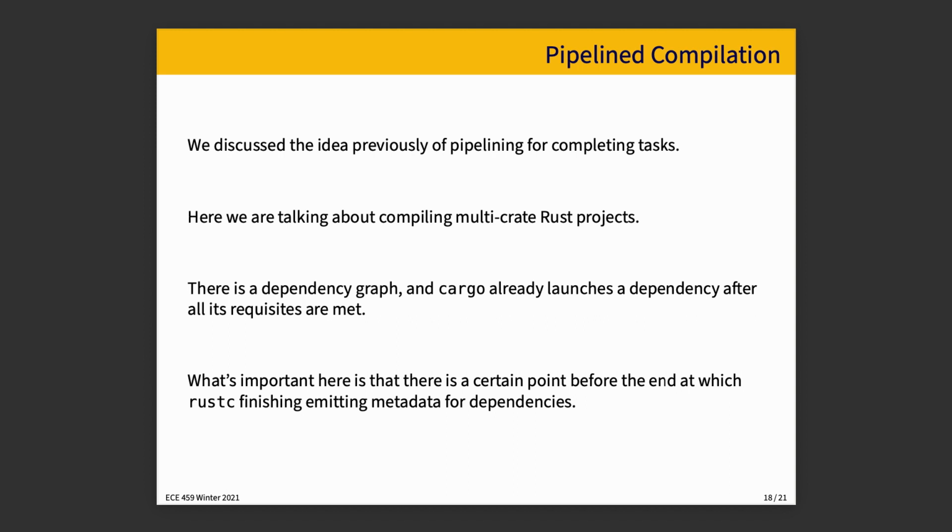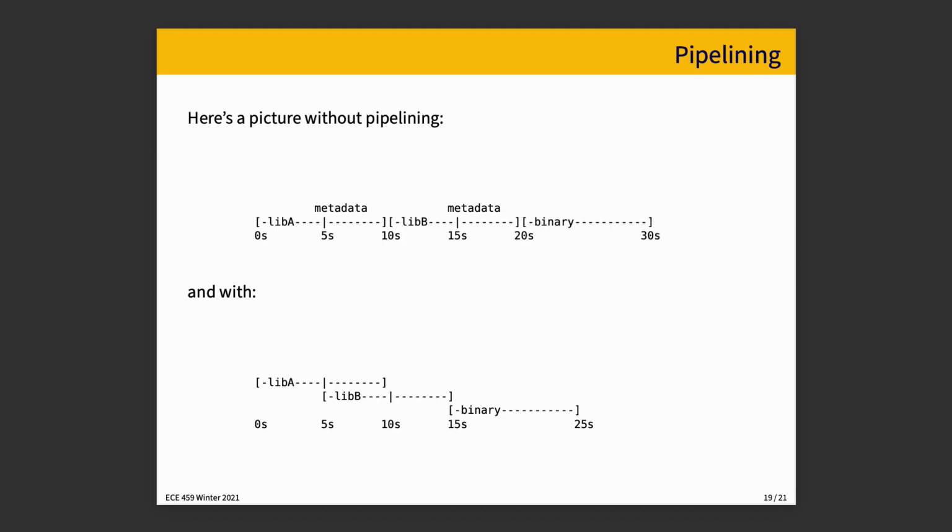That's fine. What's important here, though, is that there's a certain point before everything is done where Rust's compiler has finished emitting metadata for the dependencies because we figured them all out. We know what we need. Once that's complete, then dependencies can proceed in parallel with the requisites. And that actually constitutes, to some extent, pipelining. It's limited, but it is helpful.